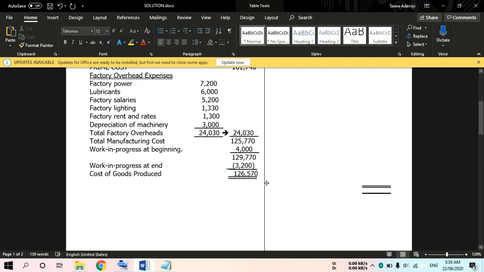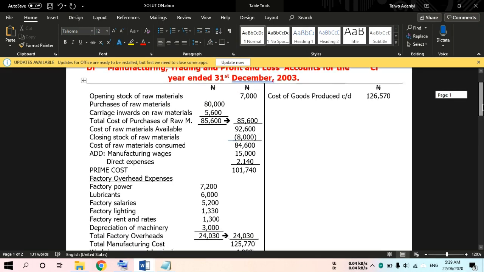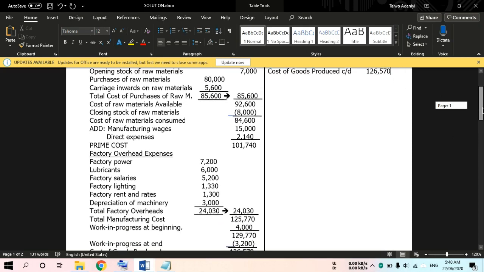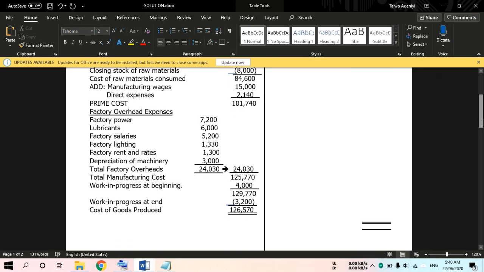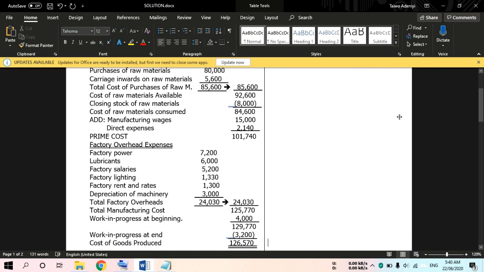This is one mistake here. So it's going to be 126,570. Very good. Now this 126,570, you bring it down to this place, on the same side where you have this one. So, I'll move it.